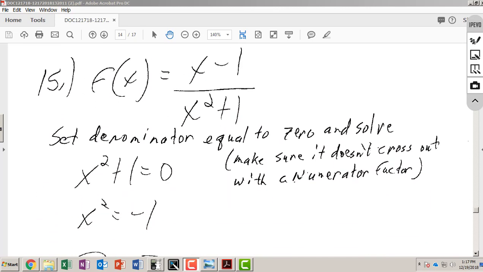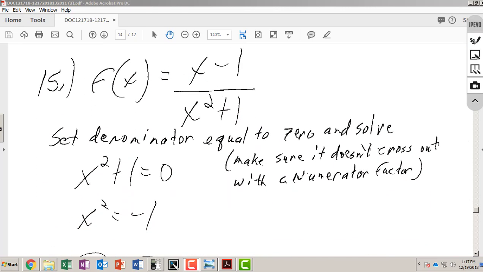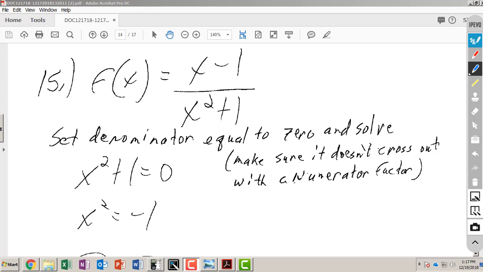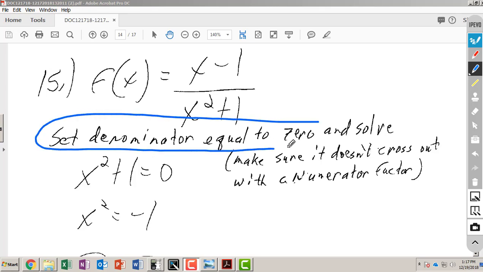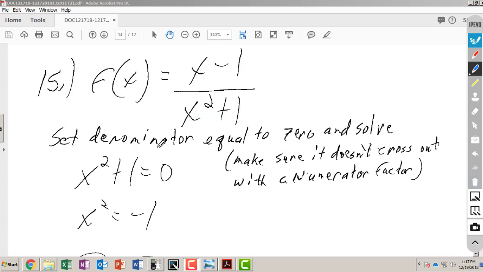On number 15, it says we've got this equation, f of x equals x minus 1 over x squared plus 1. And then it says find the vertical asymptotes, if any, of the graph of the rational function. So remember, to find vertical asymptotes, you're going to set the denominator equal to 0. That is my rule for finding vertical asymptotes. So I'm going to take my equation, x squared plus 1, set it equal to 0, and solve it. And I just need to make sure it doesn't cancel out with a numerator factor, which it doesn't.